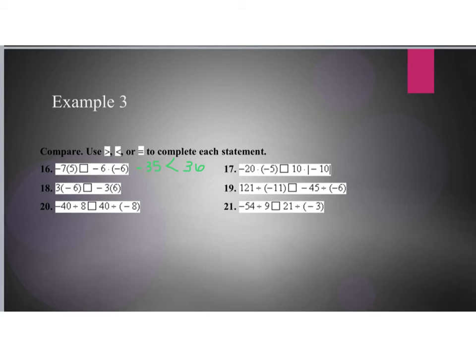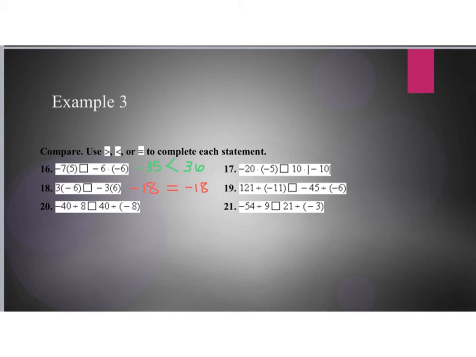For number 18, I'm just going to go down the column. I have 3 times a negative 6, which will give me a negative 18. On the right-hand side, I have negative 3 times 6, which will also give me a negative 18. So these two quantities are equal.